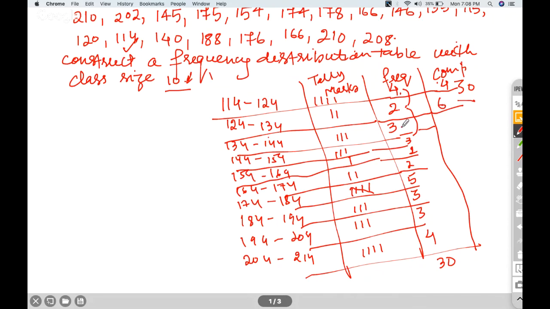Now this 6 will be added to the next number 3, 9. Again 9 will be added to this 3, this becomes 12. 12 will be added to 1, this becomes 13. 13 will be added to the next number 2, this becomes 15. 15 added to 5, this becomes 20. 20 added to 3, this becomes 23. 23 added to 3, this becomes 26. 26 plus 4 is 30. So this is how it is.